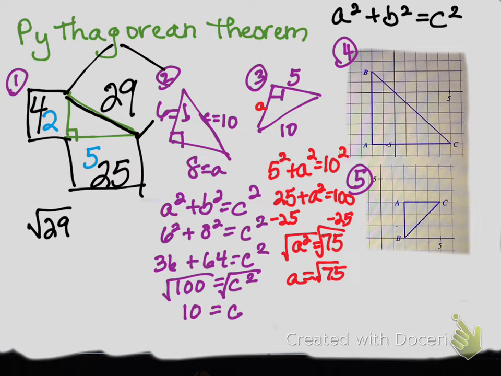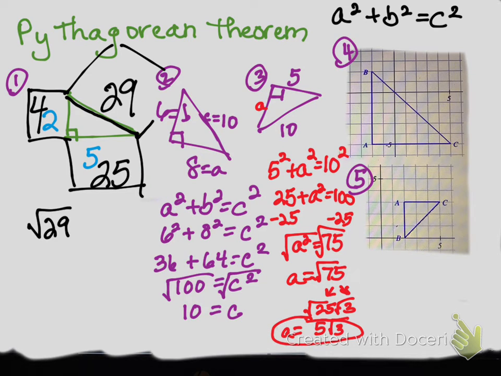Now, we have learned to simplify square roots, and a quick way to do that is to do a little factor tree and say, all right, well, 75 is 25 times 3, and I can square root 25. I can actually take the square root of 25 and I get 5 square root of 3. And so that's the answer for A.